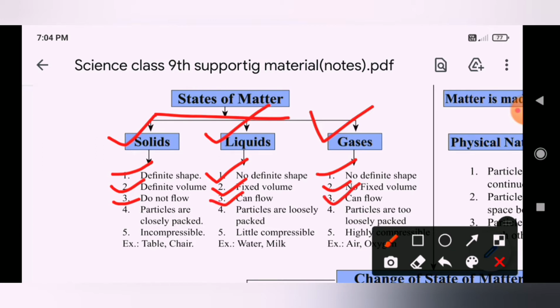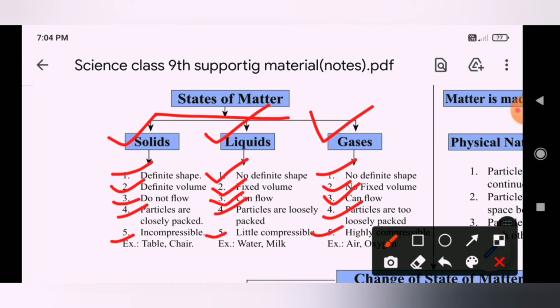Solid particles are closely packed, liquid particles are loosely packed, and gaseous particles are too loosely packed. Solid is incompressible, liquid is a little compressible, gas is highly compressible.